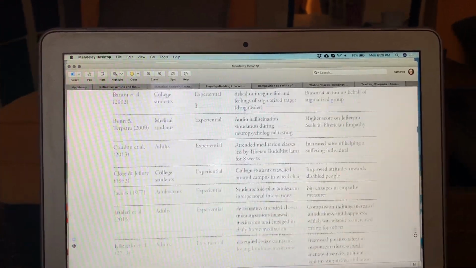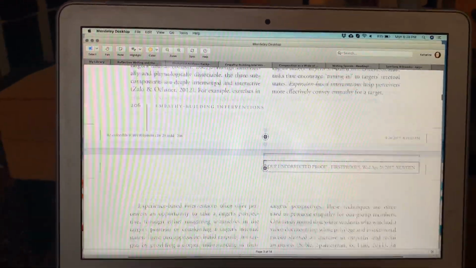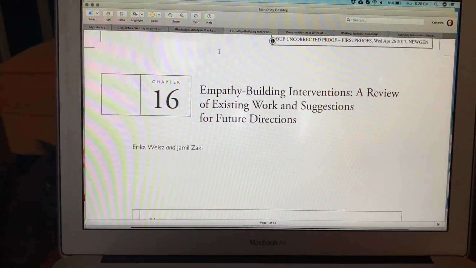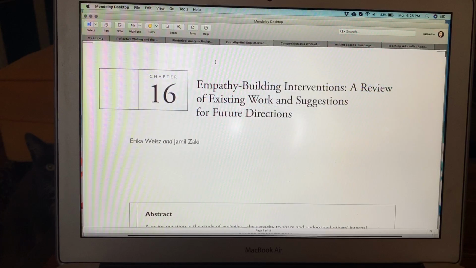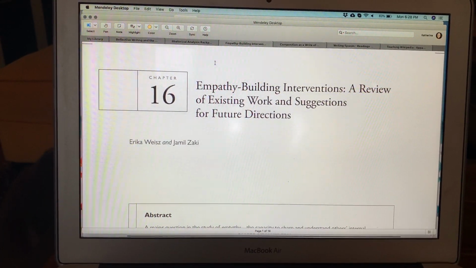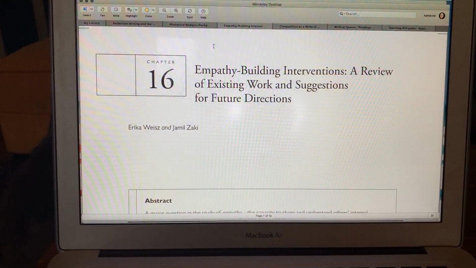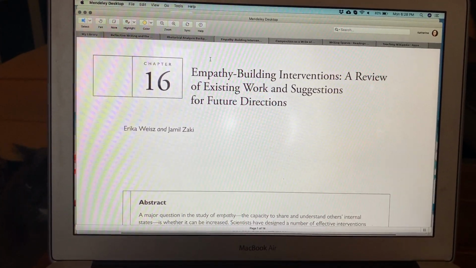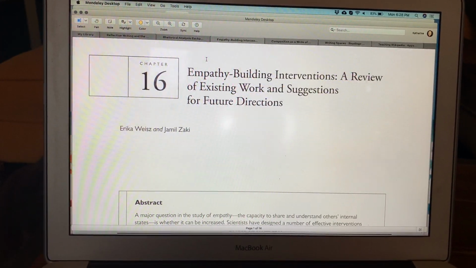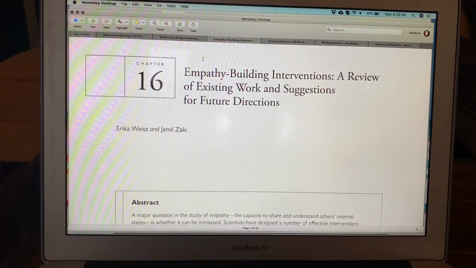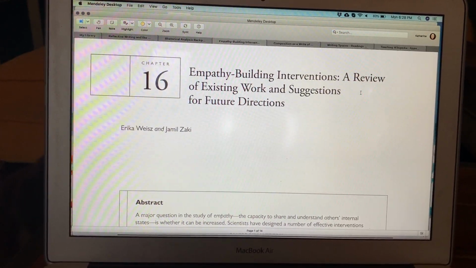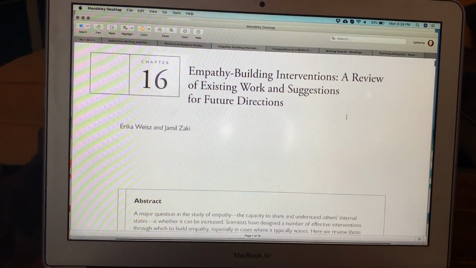We just looked at composition as a rite of passage in our class. So this is, again, I'm going to just illustrate it one more time. This is really different, right? This is a chapter in a book. It's a collection of different articles that essentially function as chapters. So it says a chapter, but these people didn't write the whole book. They just wrote one chapter. That's a totally typical thing in higher academics. So this is Empathy Building Interventions: A Review of Existing Work and Suggestions for Future Directions.